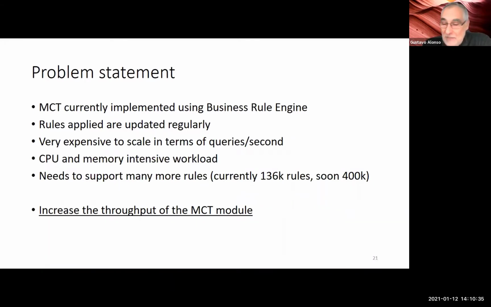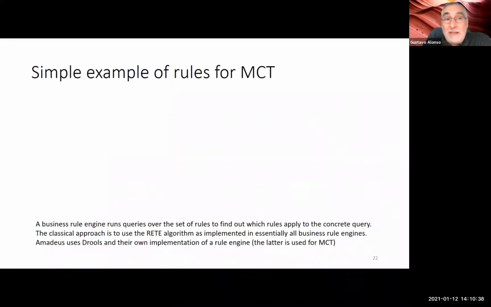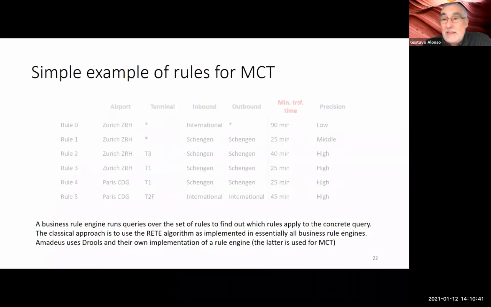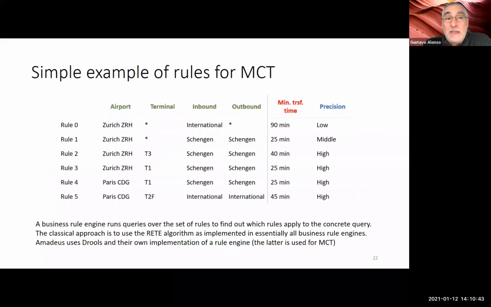Let me give you an idea of what the minimum connection time does. It is a collection of rules, like the ones you see on the slide. In the Zurich airport, if your inbound terminal is the international one and your outbound terminal is any of them, and you don't know anything else, then the minimum transfer time is 90 minutes. That would be rule number one. Regardless of what terminal you arrive at, if your flight is from Schengen and your flight is going out to Schengen, then the transfer time is 25 minutes.